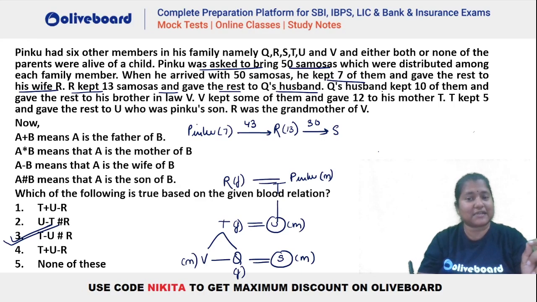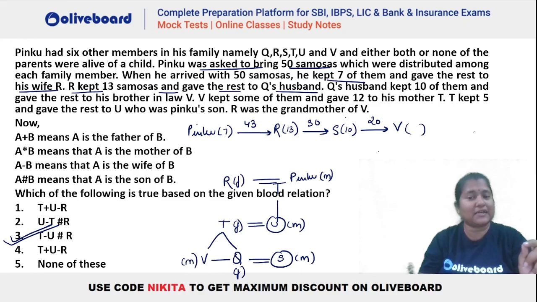Now Q's husband, that is S. S kept 10 of them. So you can see he is keeping 10 of them. That means he is passing 20. 10 of them and gave the rest to his brother-in-law V, right? So he gave the rest 20 to brother-in-law V here. V kept some of them.